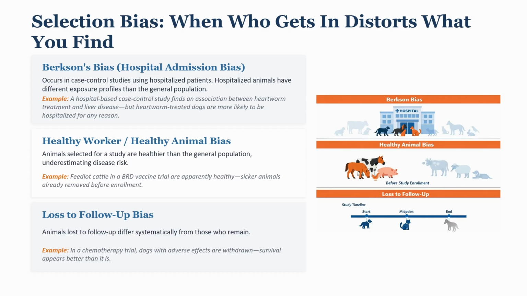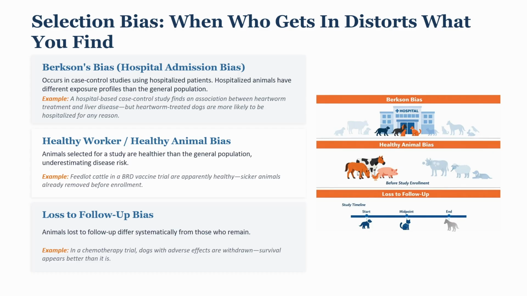The healthy animal bias, analogous to the healthy worker effect in human epidemiology, operates when study enrollment systematically selects healthier than average animals. In a feedlot BRD vaccine trial, the protocol may enroll animals at arrival processing, but animals that are visibly sick at arrival, already showing signs of BRD, may be treated and excluded from the trial. The enrolled population is systematically healthier than the average arriving animal, which means the study underestimates both baseline disease risk and the absolute benefit of the vaccine.